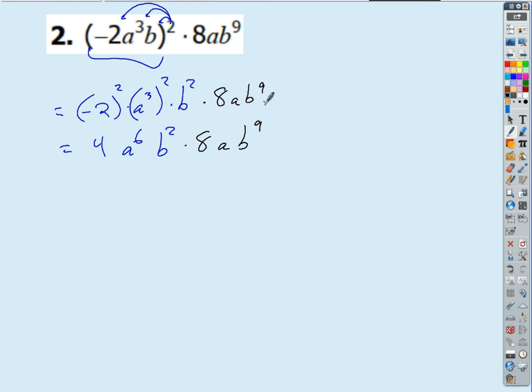Did I have to show all those steps? No, probably not. You can do that in your head, right? We just know that I can jump right to the 4 because I'm squaring the negative 2. I can jump right to the 6 because I'm taking a power to a power. And I can jump right to the 2. Okay. Now what?